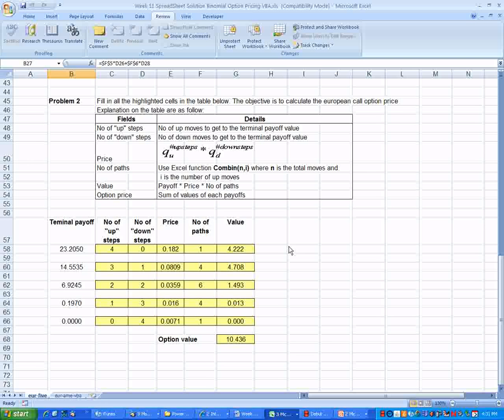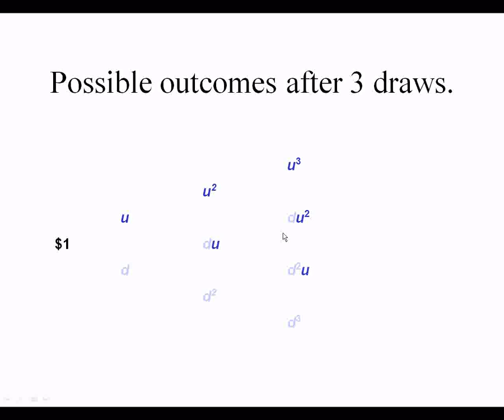Now problem 2 is a little bit different. Problem 2 asks you to highlight the cells in the table below based on the European pricing formula. And to explain problem 2, I'll go to the lecture. Here's the possible number of outcomes after 3 draws for a binomial tree.